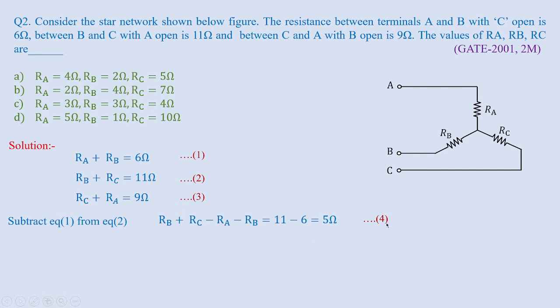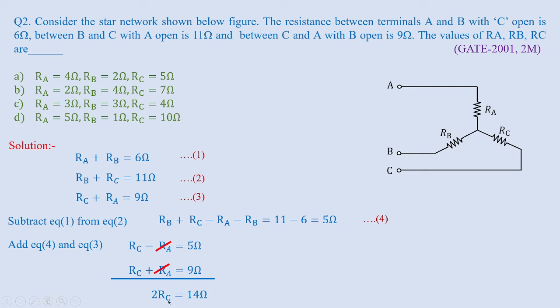Let me treat this equation as 4. Now add equation 4 with equation 3. What is equation 3? You have Rc plus Ra equal to 9, and we have this equation 4, that is Rc minus Ra equal to 5.